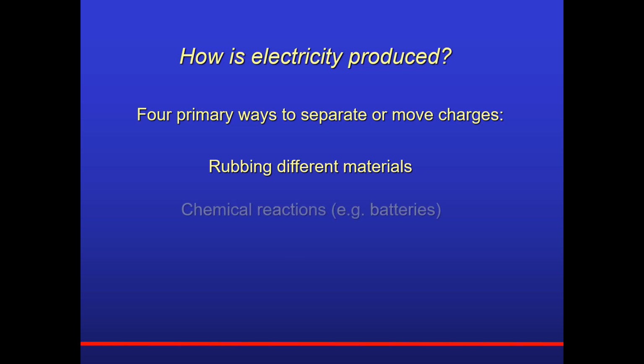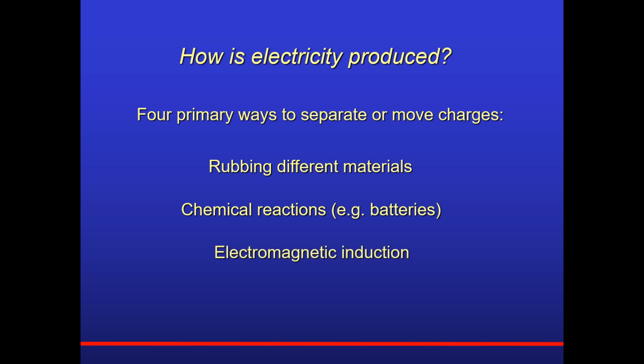The second method we've already discussed, chemical reactions. One atom may be more likely to lose electrons. Another atom may be more likely to gain electrons. You can pair these up, and that's the nature of the chemistry within a battery.